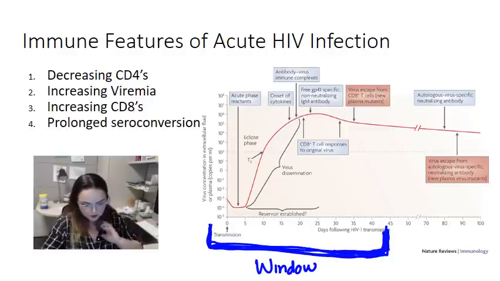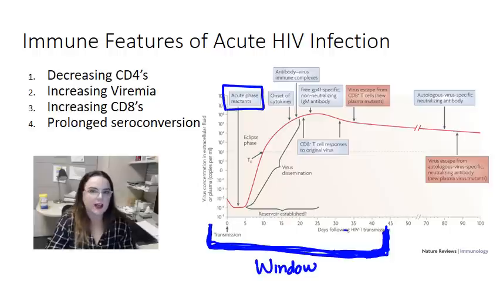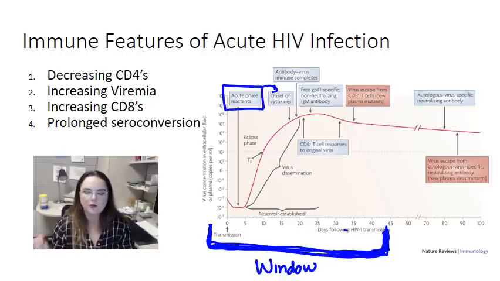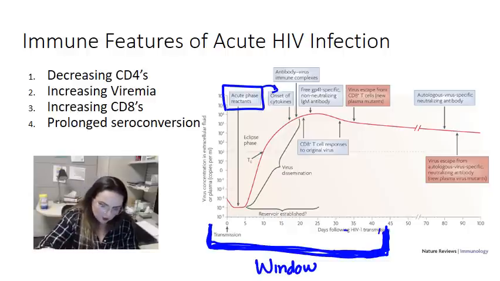Okay, so you get infected. You have these acute phase reactants, just like any infection. This is your innate immune response showing up. Innate immune response is going to have some cytokine expression: IL-1, IL-6, TNF-alpha. That's why we see that fever and lymphadenopathy, etc. Once we get that, we can start to get CD4s.